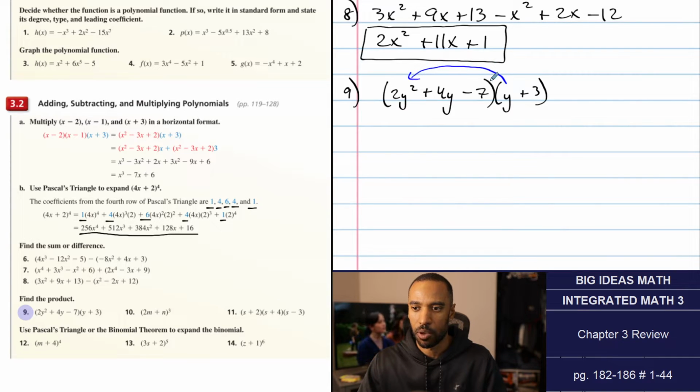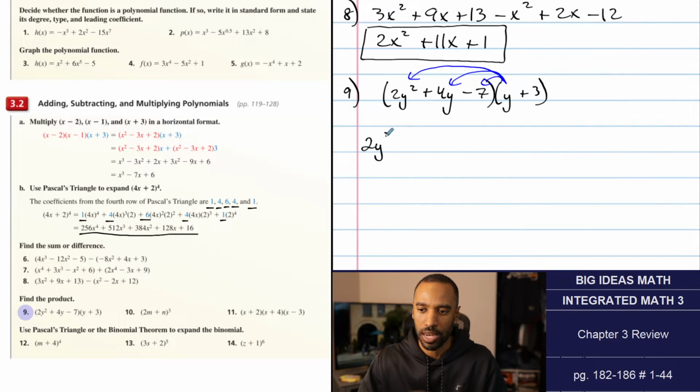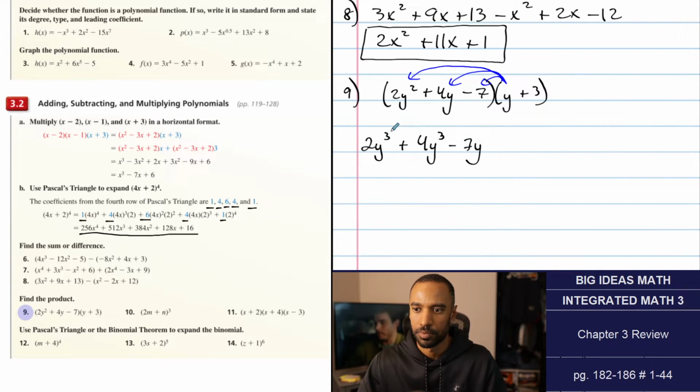I'm going to multiply y by these 3 terms, and then I'm going to multiply 3 by those 3 terms after. So multiplying these by y will increase their degree by 1 each. The coefficients stay the same. So that's a 7y now. Oh, this is 4y squared. I don't know why that just happened.